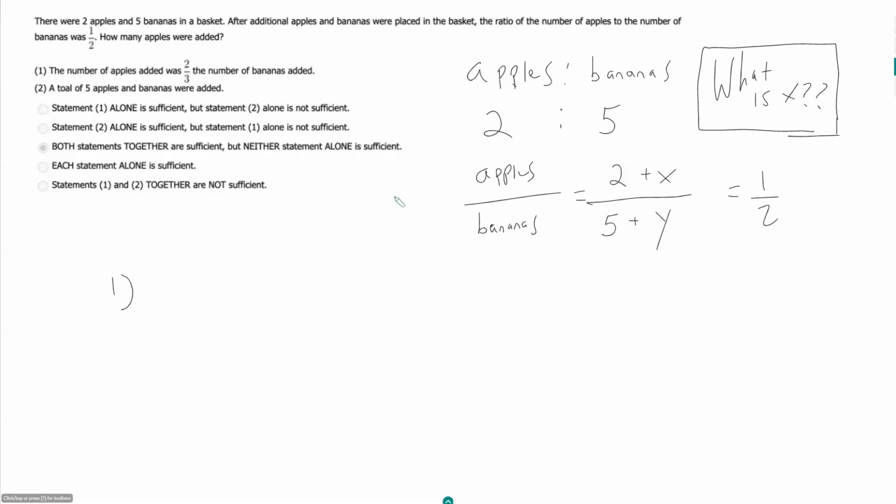So even before looking at the statements, if I want to get rid of my fractions here, I can cross multiply so that I get 4 plus 2x is equal to 5 plus y. If I want to get everything in terms of x, because that is what I'm trying to solve for, 2x is equal to y plus 1.